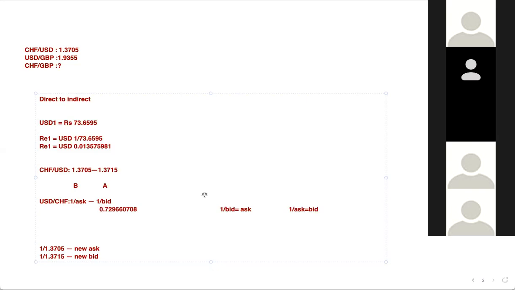Now I will get this. Understood? Yes, ma'am. In direct to indirect, 1 by bid becomes ask, 1 by ask becomes bid. Understood in two-way quotes, class?